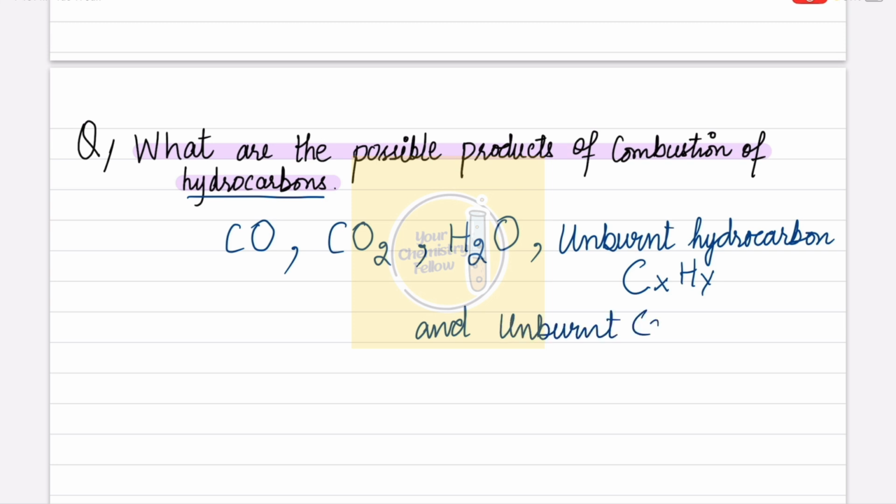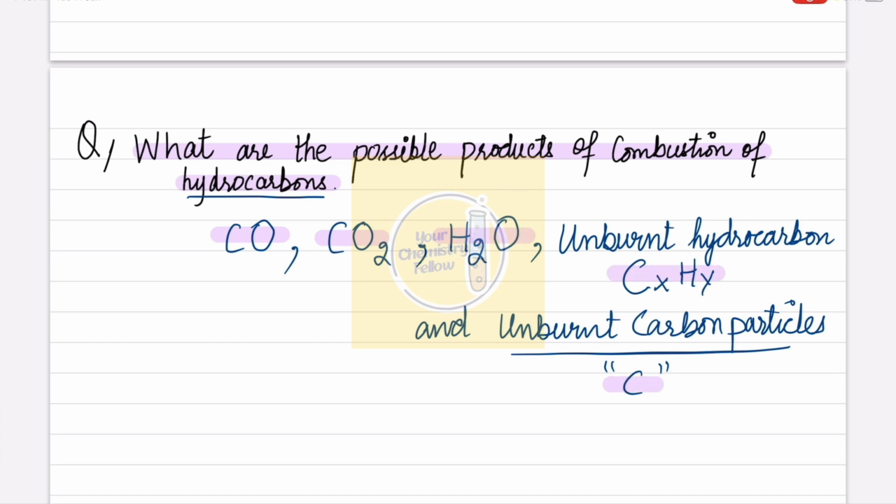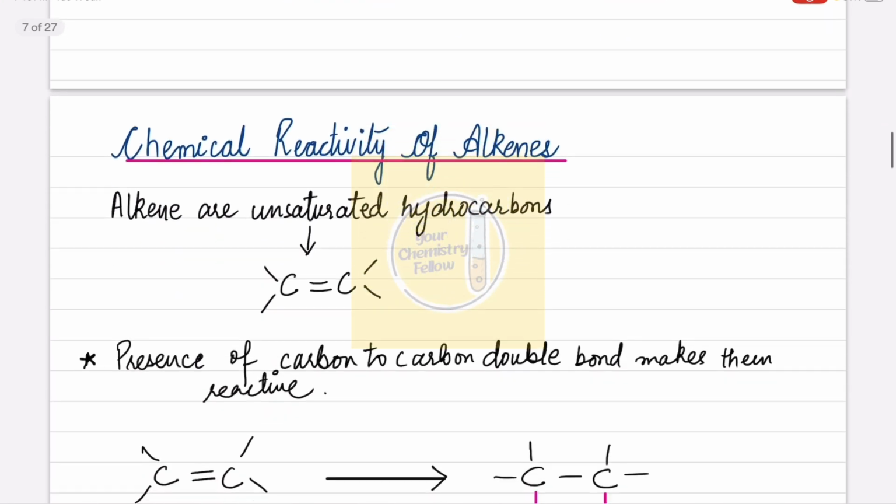Unburned carbon particles. For unburned carbon particles, the symbol for carbon is used. So there are 5 possible products for the combustion of hydrocarbons: carbon monoxide, carbon dioxide, water vapor, unburned hydrocarbon and carbon particles. So this is all about the combustion of alkenes.